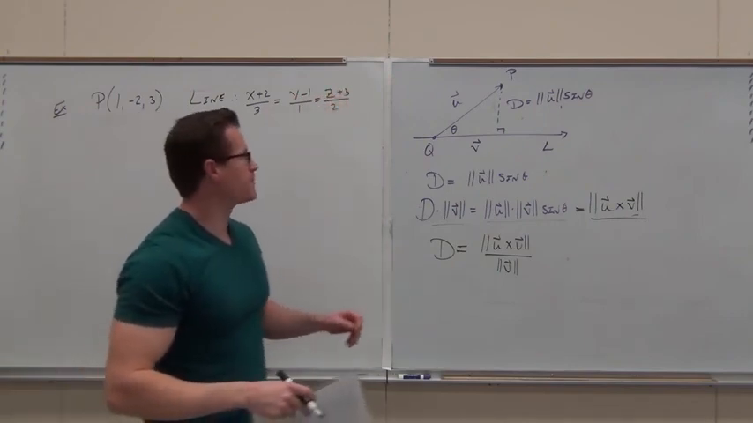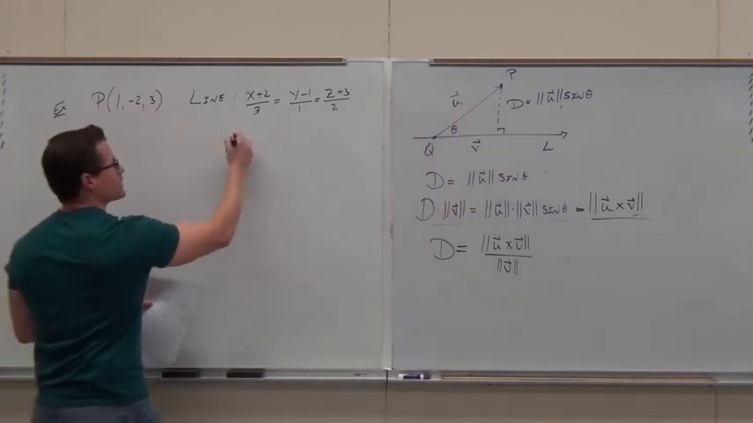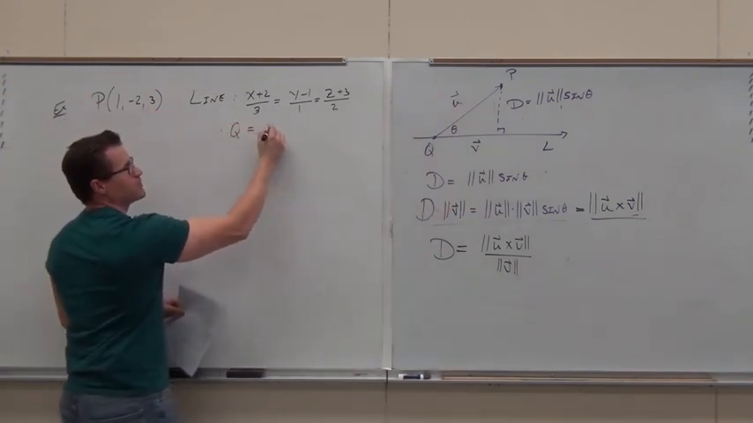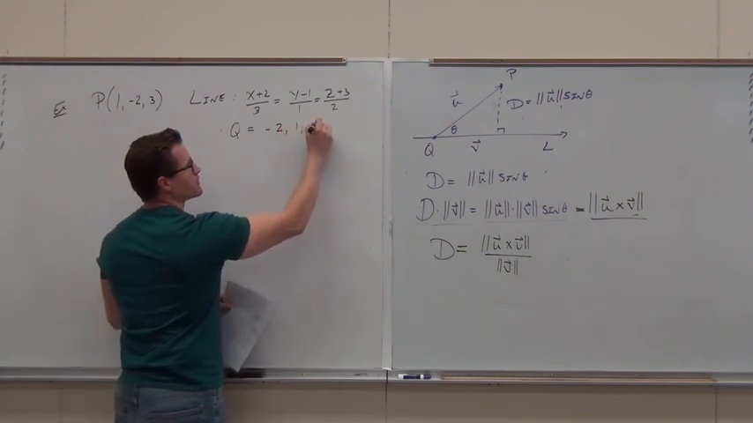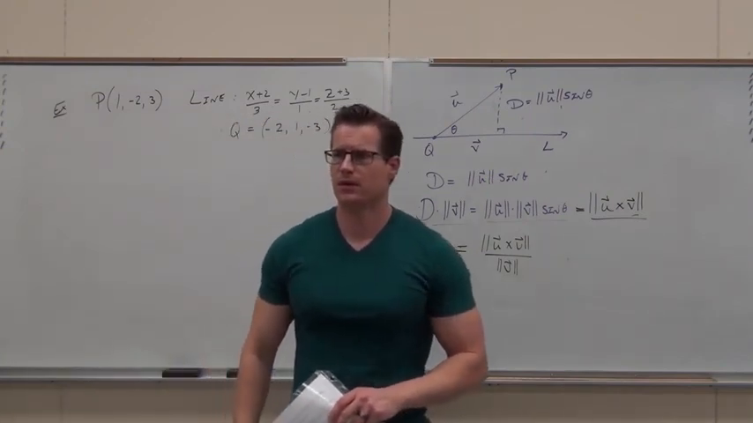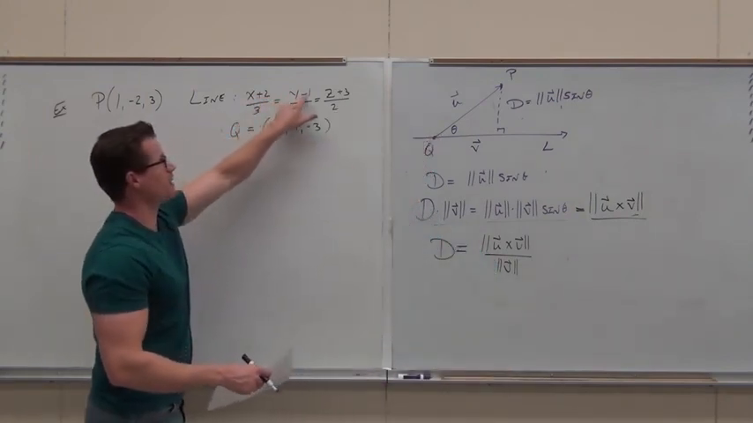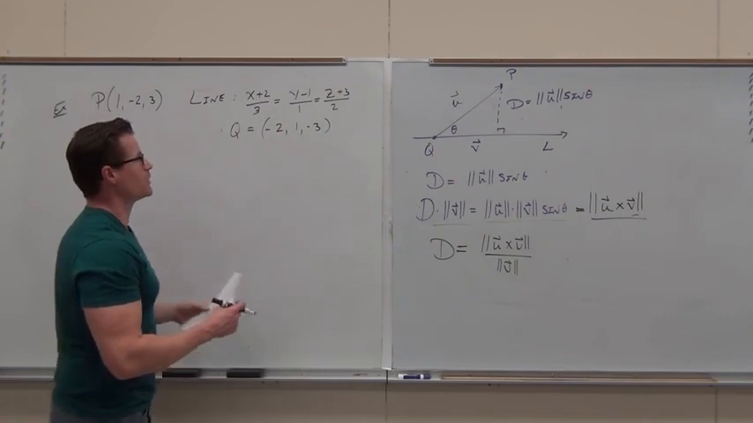Here are the things we need. We need a vector from P to Q. We need a vector from the line to this point. This point Q would be negative 2, 1, negative 3. I know I'm moving fast, but can you follow me on the point from that line? It's pretty easy to find a point on a line. With symmetric form, it's just negative, positive, negative. We get 2, 1, 3.